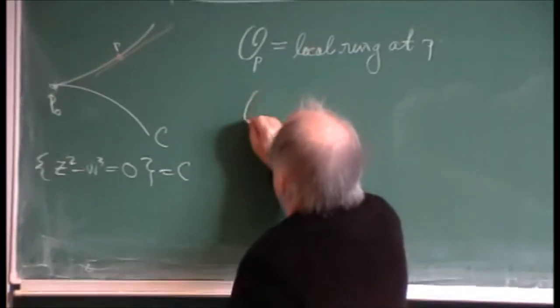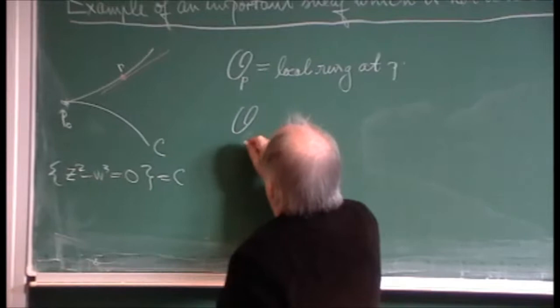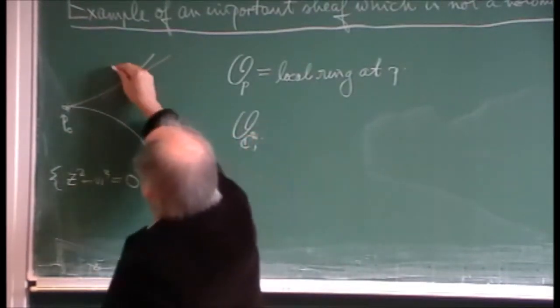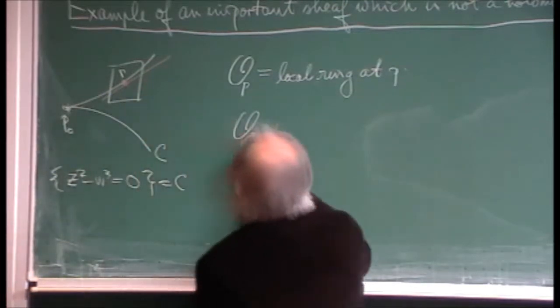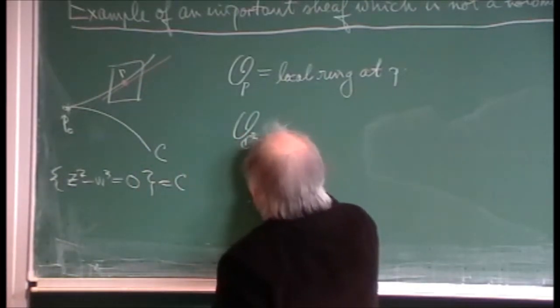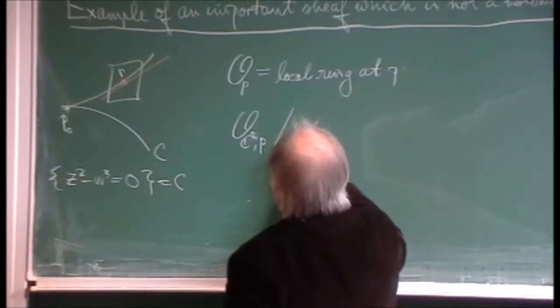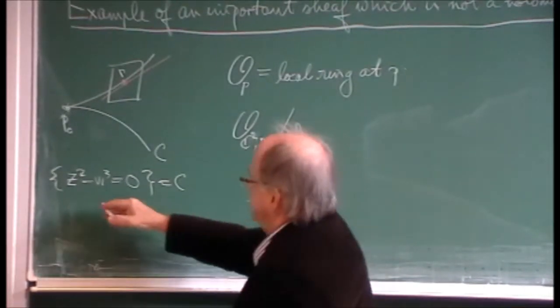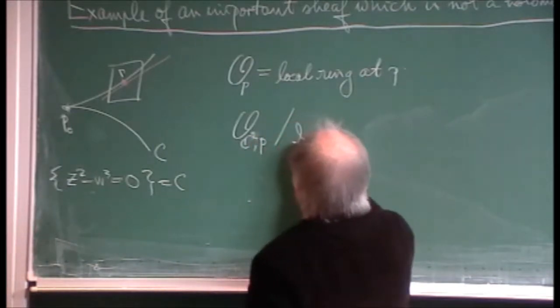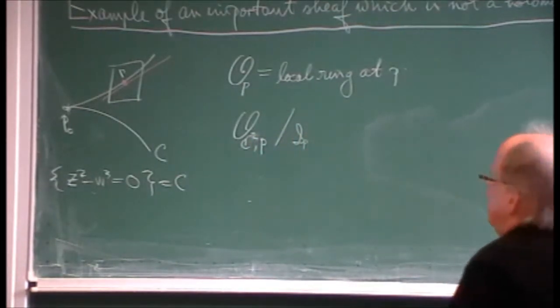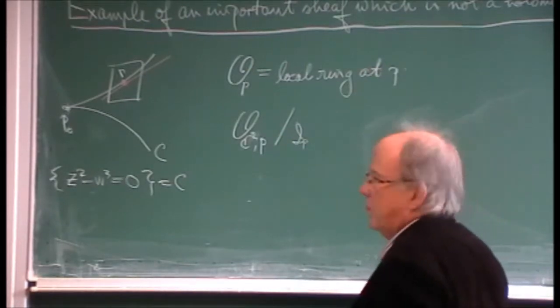So what this thing is, this is the ring at C2. So this is C2 here. So this is the ring C2 at that point, modulo the ideal, the defining ideal at that point, which is defined by this equation at this point. So that's what that is. Those are the local holomorphic functions.